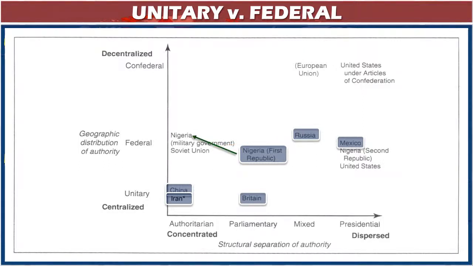In the case of Nigeria, it started off as a democratic government, then there was a coup d'etat replaced by a military government, which made it more authoritarian. And even after that, they didn't go back to a parliamentary system. They adopted a presidential system in the Second Republic.